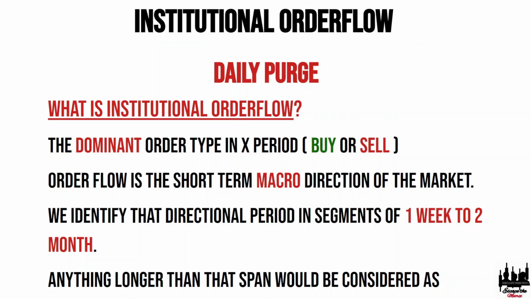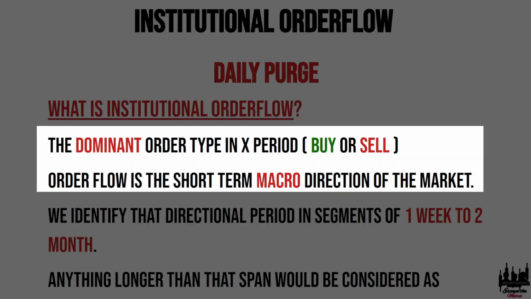What is institutional order flow? Institutional order flow is the dominant order type in a specific period of the market, and the order type is buy or sell, obviously. So basically you're looking at the market at a specific time, and you're seeing which orders are coming in more frequently from institutions. Are the institutions buying more or selling more?